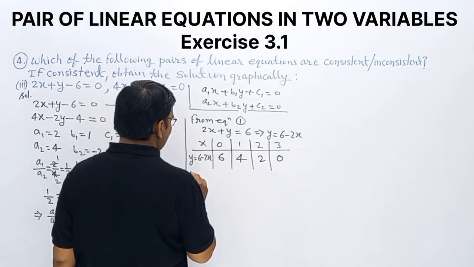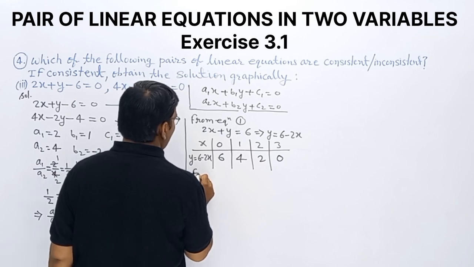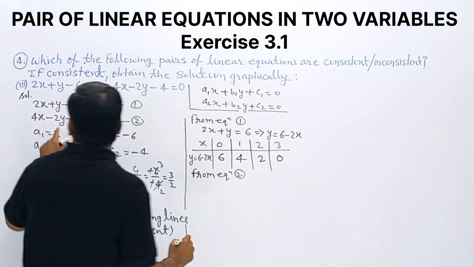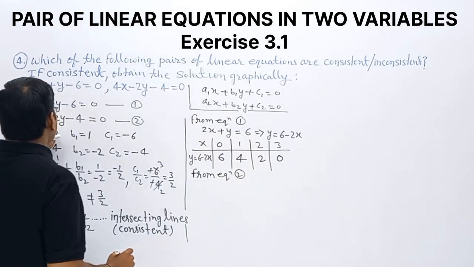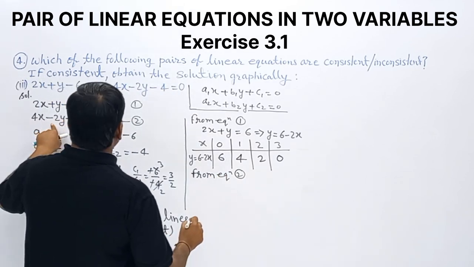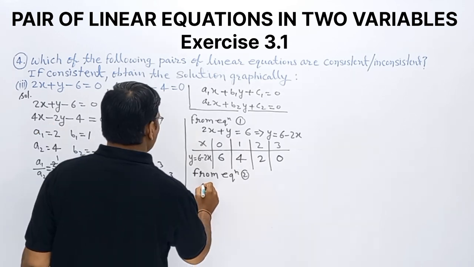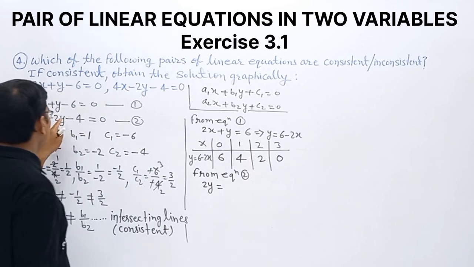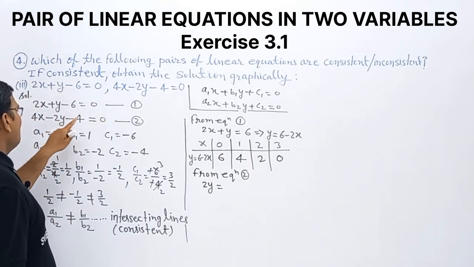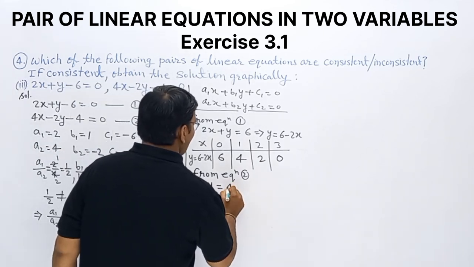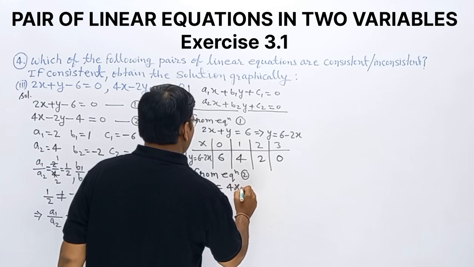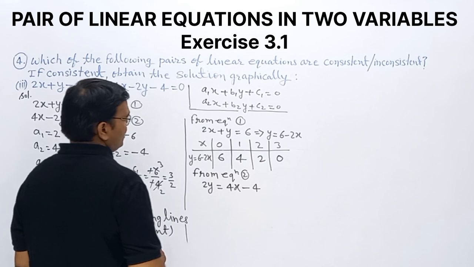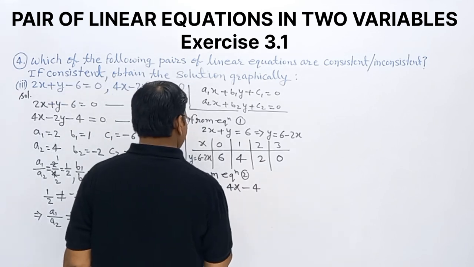Now for the next equation, equation number 2. From equation 2, what will be the value of y? What can we say? 2y will be, transposing this towards the right and interchanging, 4x minus 4. Clear?